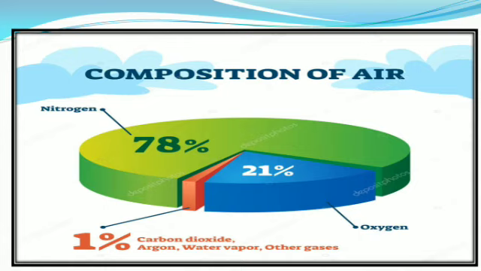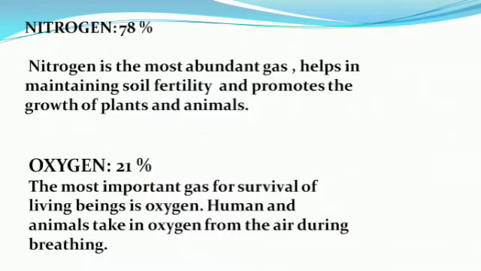This is the picture related to composition of air where we find 78% nitrogen and 21% oxygen, and the remaining 1% we can find here related to different other gases. Now let's see the importance of the different percentage of the gases. Nitrogen 78%. It is the most abundant gas which helps in maintaining soil fertility and promotes the growth of plants and animals. Let's see oxygen, which is 21%.